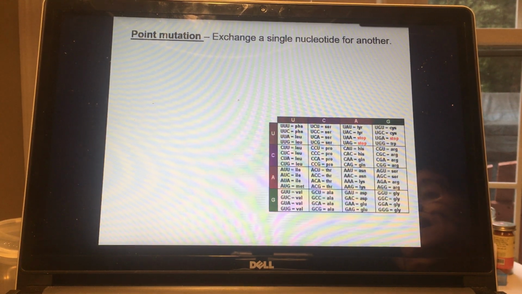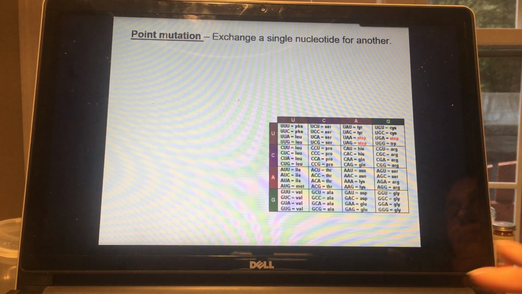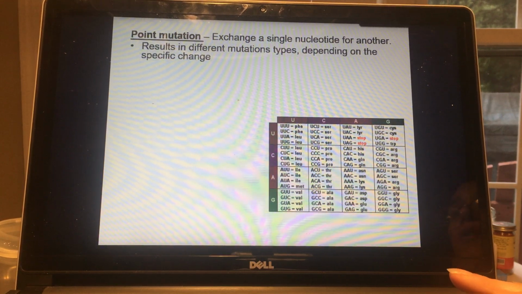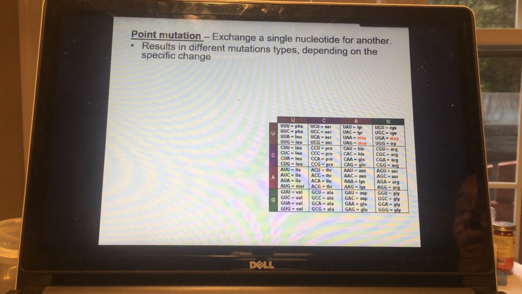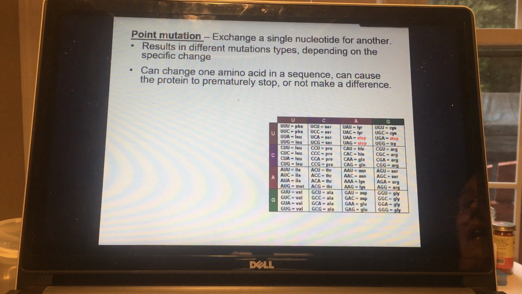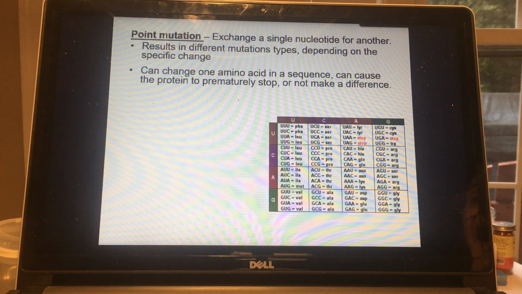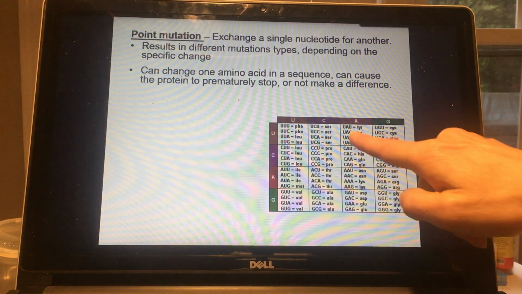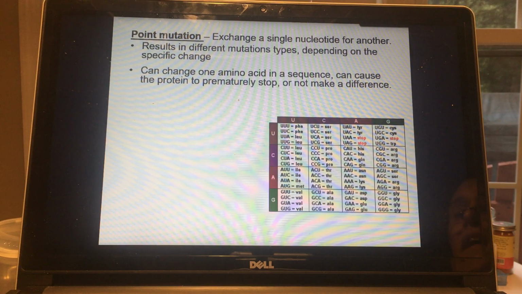A point mutation is a change or an exchange between one single nucleotide for another. This can be anywhere from no big deal to a really big catastrophe. So it can either change one amino acid, change no amino acids, or perhaps cause a premature stop. So you see right here, there are some codons that tell the cell, hey, stop here. So you could certainly get a very abbreviated or short protein that's completely non-functional, but that's not very common.